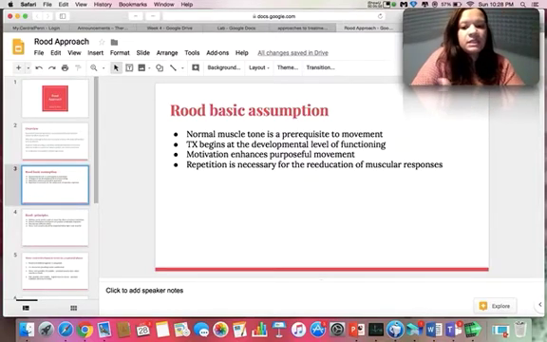The next basic assumption is that motivation enhances purposeful movement. We talk about this all the time in OT. Activities should be meaningful to the patient. It's going to result in greater participation in the treatment session, and you're going to get the desired outcomes that you're looking for. The next one is that repetition is necessary for the re-education of muscular responses. It helps to develop coordination and assists the brain in developing memory of specific motor activities. So it's that muscle memory. The more you do it, the more it becomes natural and controlled.